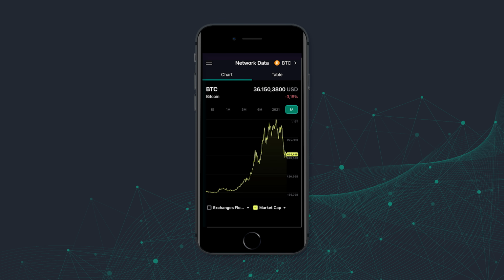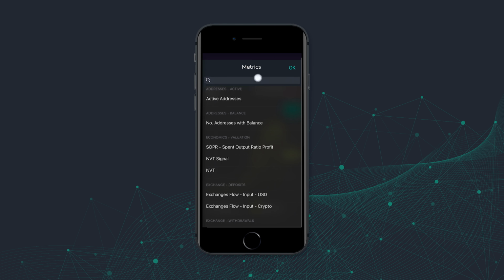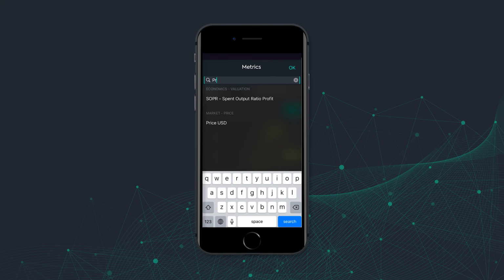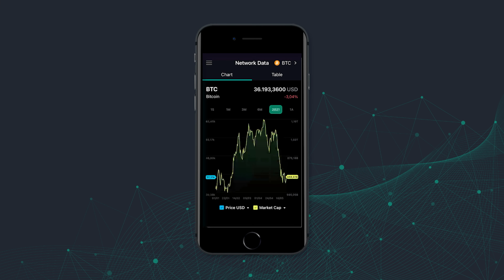Let's analyze Bitcoin's market cap figures in comparison to USD price. We will select the left box in the bottom corner and look for the metric price USD in our list of indicators. Since the market cap depends on the current value, it is quite clear the relationship between the price of Bitcoin and the increase in market capitalization. In other words, when the price increases, the market cap also increases.